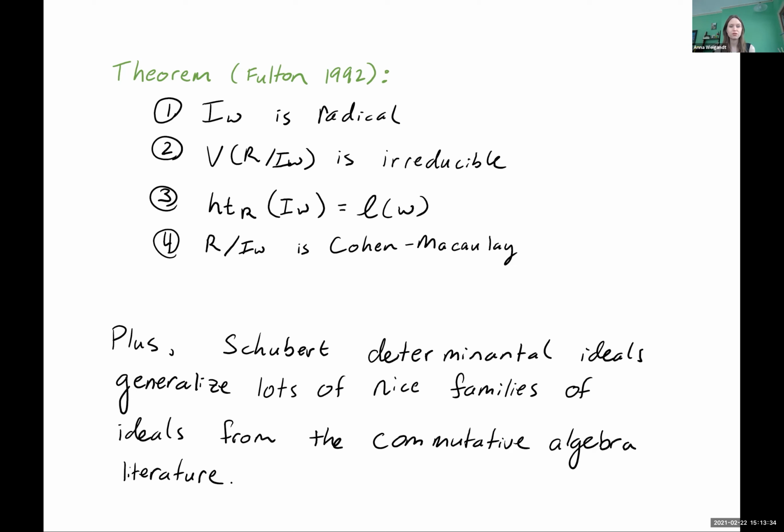Happens to be a Cohen-Macaulay ring. Lemma that I know applies. And then just generally, Schubert determinantal ideals generalize a lot of nice families of ideals that you see in the commutative algebra literature, like determinantal ideals or ladder determinantal ideals. So varieties of complexes in some sense fall inside of maybe a more general setup with analogs of these matrix or Schubert determinantal ideals.